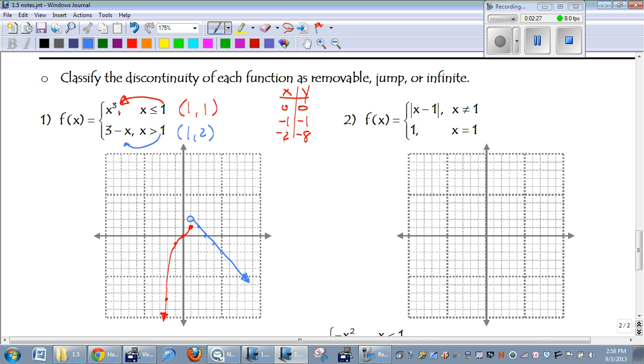So now looking at this graph, we want to determine, is this removable, jump, or infinite? So remember, removable, we could just kind of fill in a point and make it continuous. Well, that doesn't work here. Jump means the two halves of the graph don't connect. Well, that kind of describes what we have here. So this one is a jump discontinuity. The two halves of the graph don't meet. It jumps from one x value to the next one to go on with the graph.